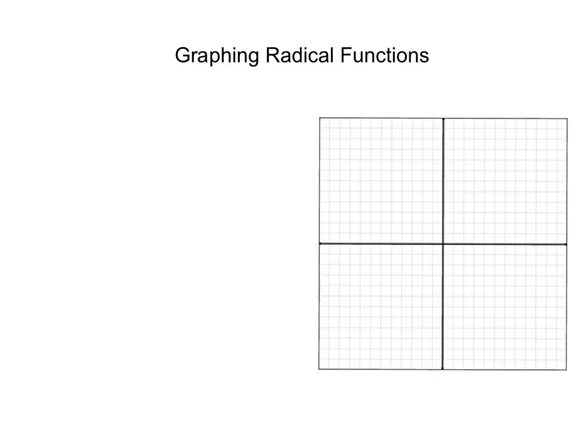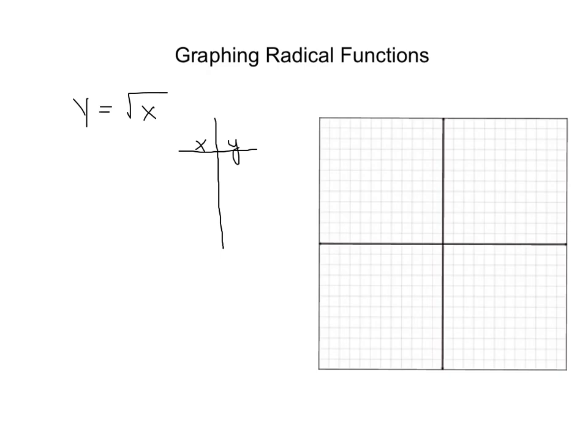Our last task with radical functions will be to graph them. The most basic radical function would just be y equals the square root of x. So we can take a look at what this basic graph would look like. First step, as you graph any function, no matter what it is, is to simply start getting some points.